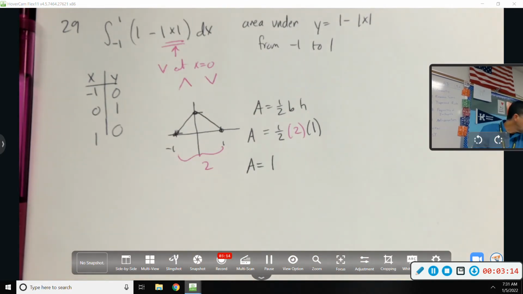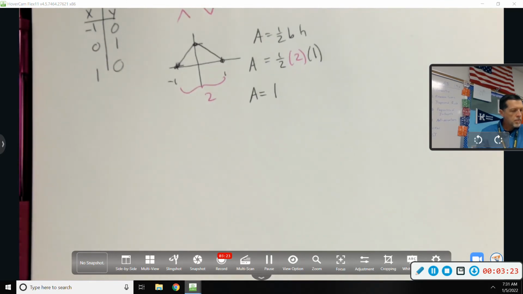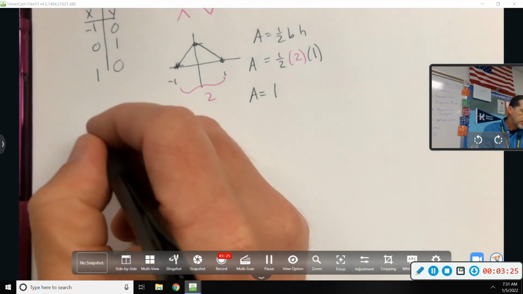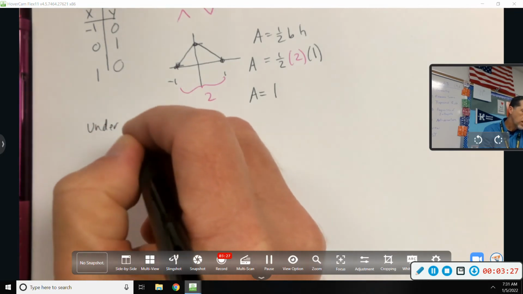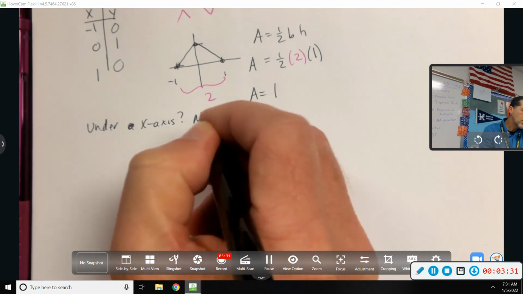Other questions from 273? This isn't like a number question, but you'll never go under the x-axis. You're stopping at the x-axis. So yes, under the x-axis, no.